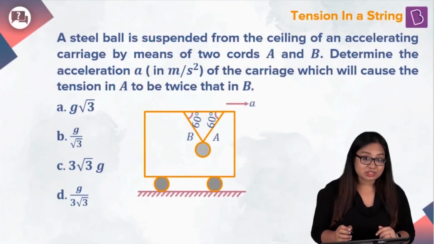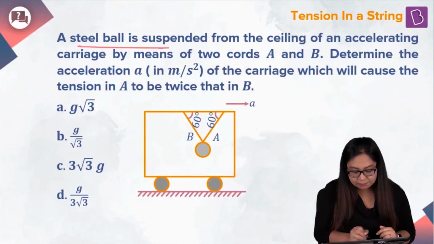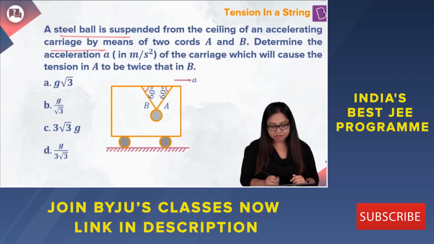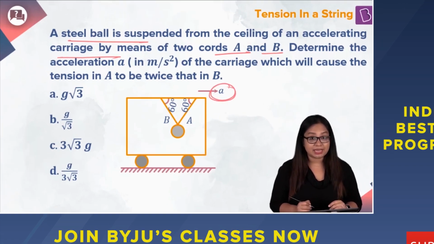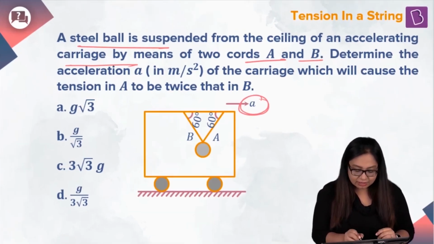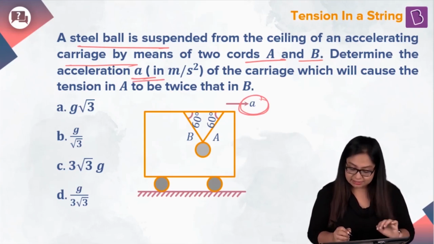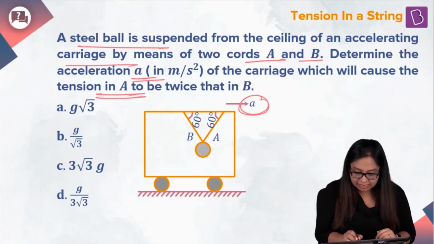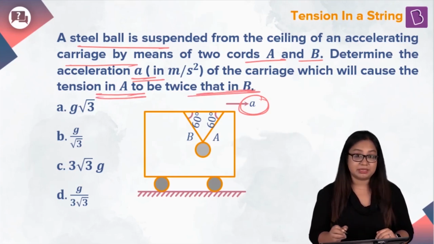Now here we have a question, and it's given that a steel ball is suspended from the ceiling of an accelerating carriage by means of two cords A and B. So yes, this carriage is actually accelerating with acceleration a. It's given in the question. Determine the acceleration a. We have to find out what acceleration a is if it will cause tension in A to be twice that in B.